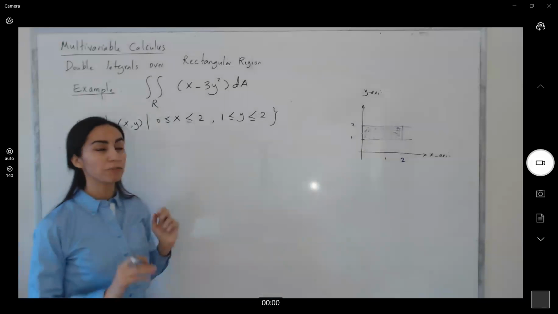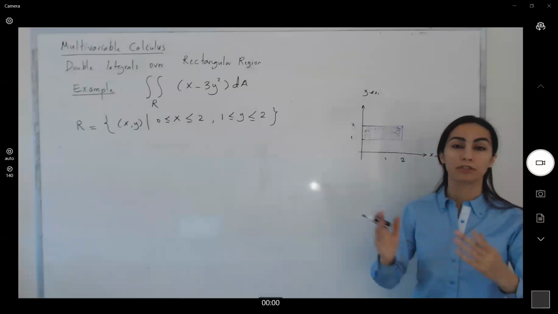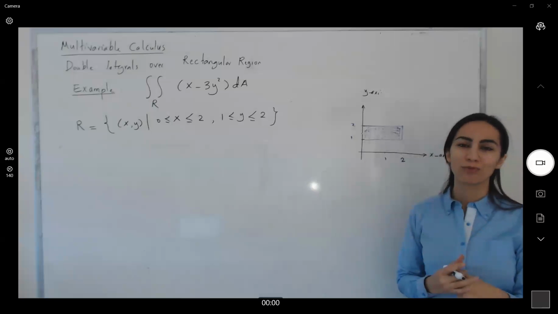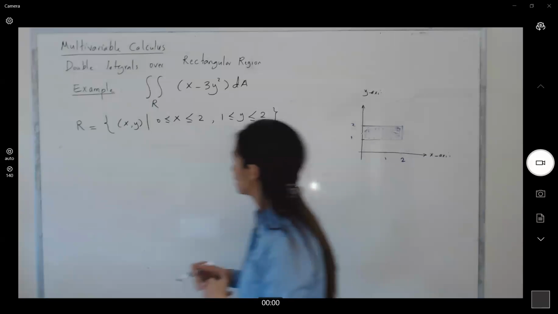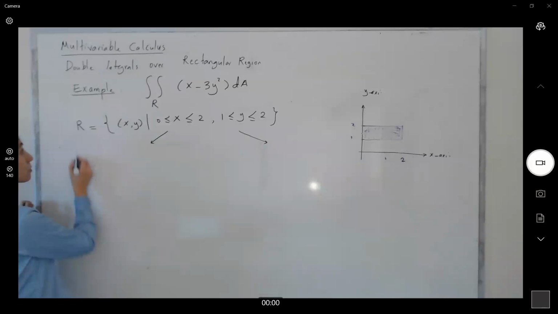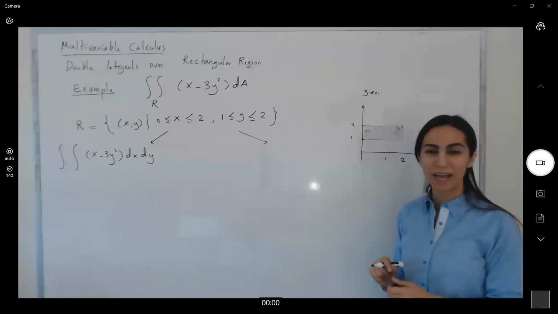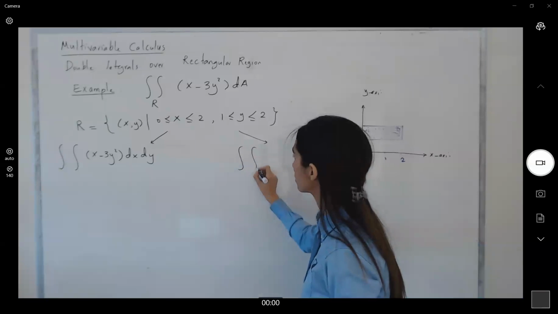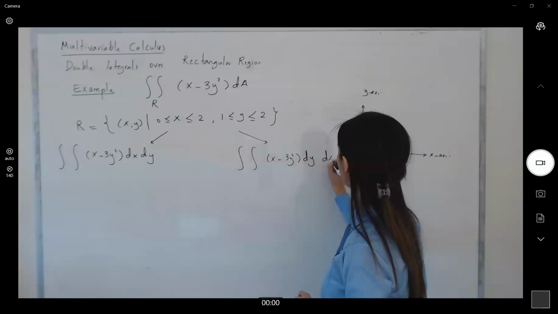Since we have fixed boundaries, it doesn't matter if you take the inner integral with respect to x, then the outer integral with respect to y, or take the inner integral with respect to y and the outer integral with respect to x. I'm going to solve both of them for you, so you see you get the exact same result. So x minus 3y squared dx dy means that my inner integral is with respect to x, or you can take the double integral with the inner integral with respect to y, then with respect to x.